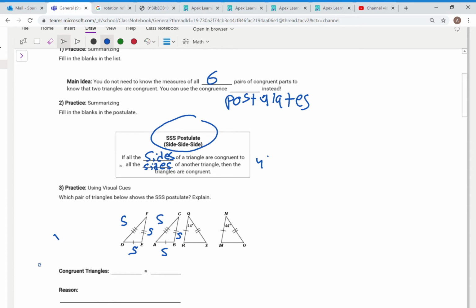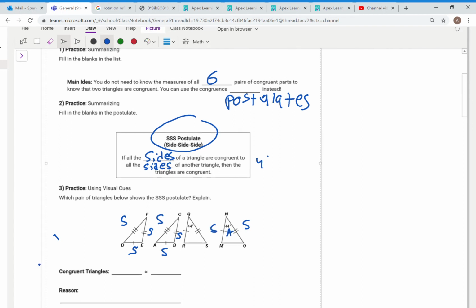So, which triangle shows side, side, side? It's clearly this pair. If I look at the other one, this is a side, but this on the inside, that's an angle. And then a side. So that doesn't work out the same way. So that'll be later. What we care about is if all 3 sides are the same.